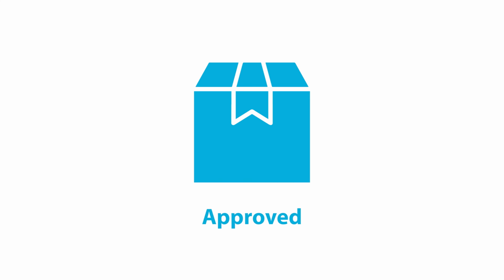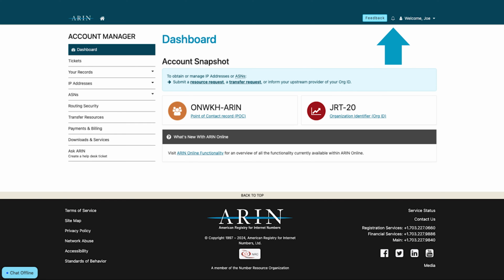When you are approved, you will receive an approval message in the ticket. You may access the message sender in ARIN Online to see any updates. After your request is approved, the org ID will appear on your dashboard.